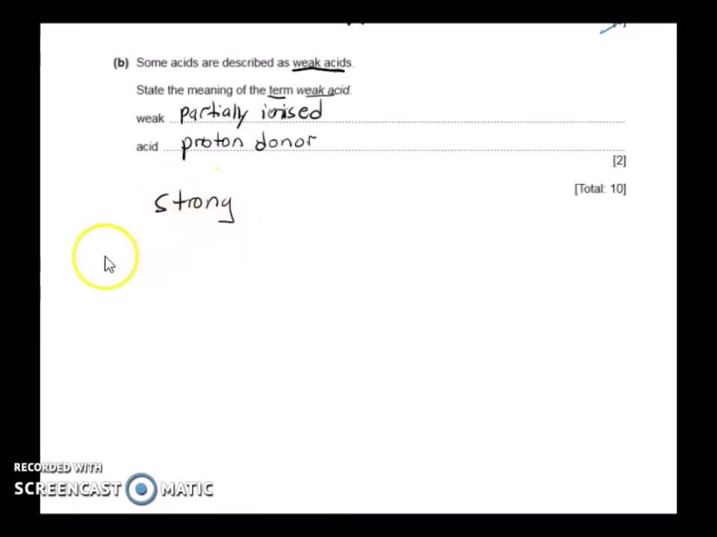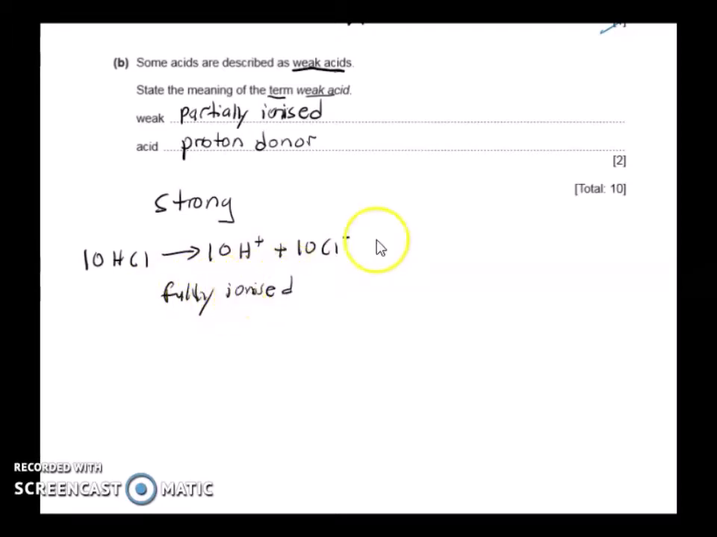So strong acid, let's say we have 10 molecules of hydrochloric acid. Okay, so when it is dissolved in water, they will change into 10 hydrogen ions, and you have 10 chloride ions. So this is fully ionized. Okay, this is fully ionized.